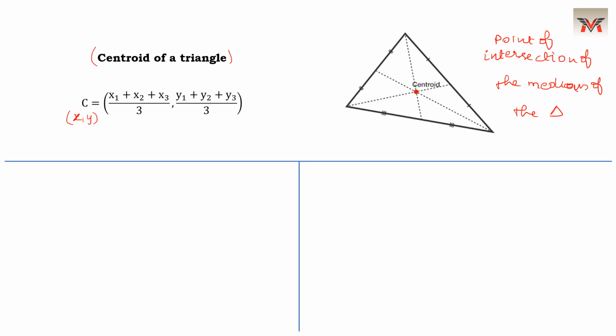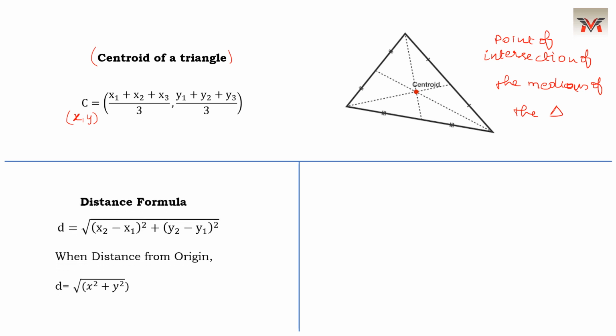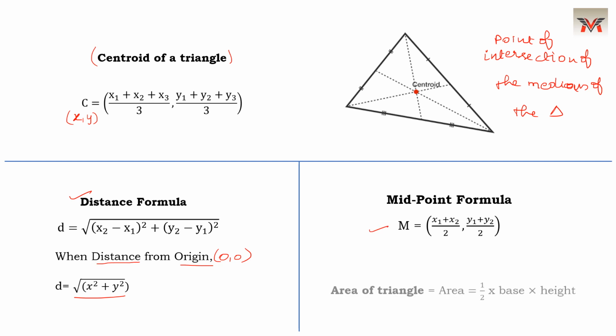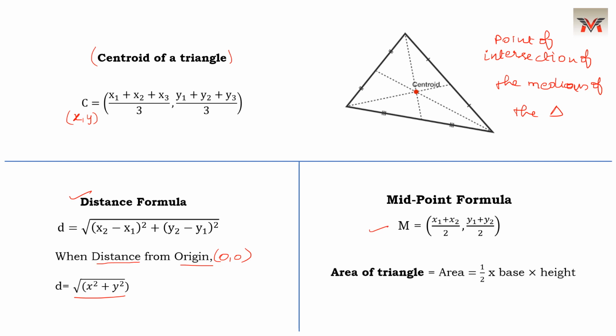So what else had we used in today's class? We had used the distance formula, the general one, but we have applied it today to find the distance from the origin. So when it is origin, the coordinates are 0, 0. Therefore, the formula reduces to square root of x square plus y square. What else had we used in today's class? We have used the midpoint formula to find the midpoint of the line segment. Okay. Next, we have used area of triangle. This is the general formula, half into base into height.